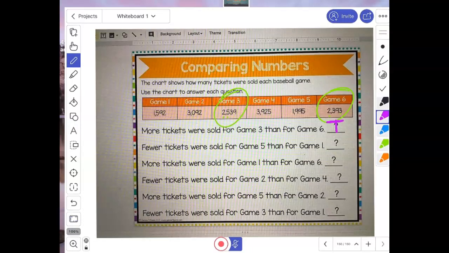If I come across one where this says the sentence and it's not true, I disagree with it based on the math, then I'm going to put an F for false.